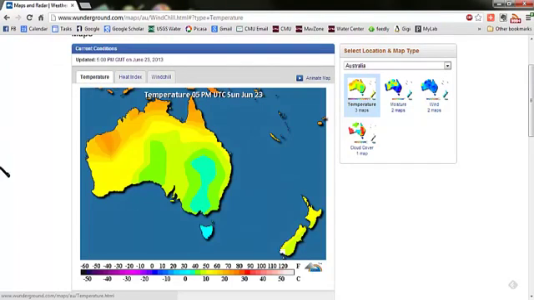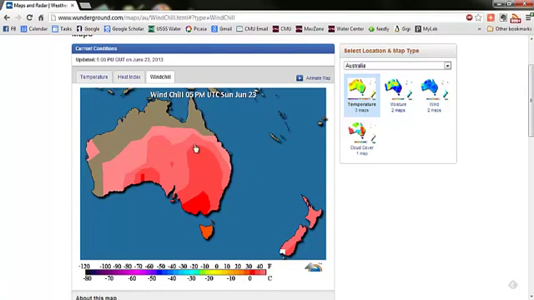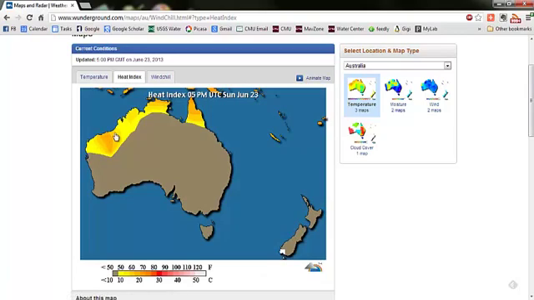Let's go back to temperature here. So temperatures in Australia are down in the 50s, 40s, and a little bit in the 30s. So if we click on the wind chill map, we can see in those colder areas, they're actually telling you what the apparent temperature is based on the wind chill. And they give us heat index information in the areas that are hotter.